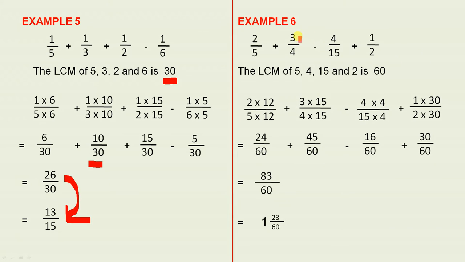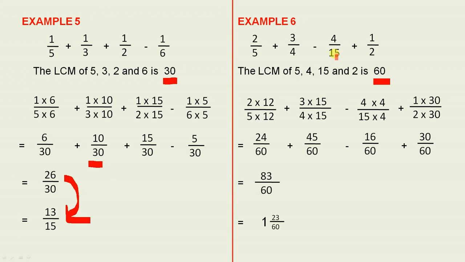And the last example, 2 over 5 plus 3 over 4 minus 4 over 15 plus a half. The LCM of 5, 4, 15 and 2 is 60. So there's our new denominator. For that denominator to be 60, I multiply top and bottom by 12. There it is there, which gives us 24 over 60. For that denominator to be 60, I multiply top and bottom by 15, which I've done there. That gives me 45 over 60.